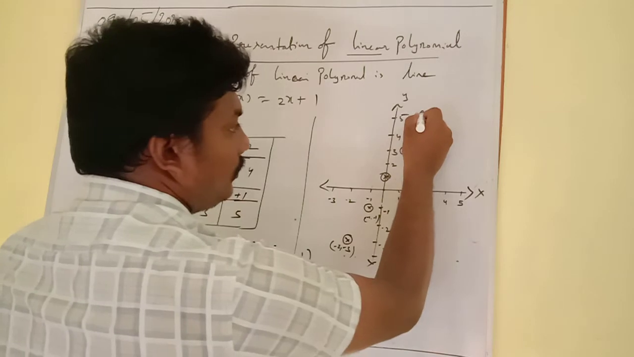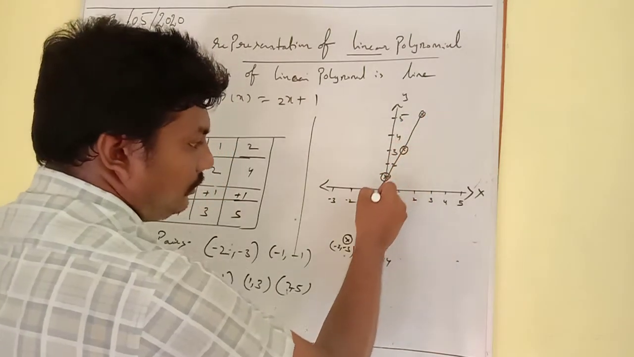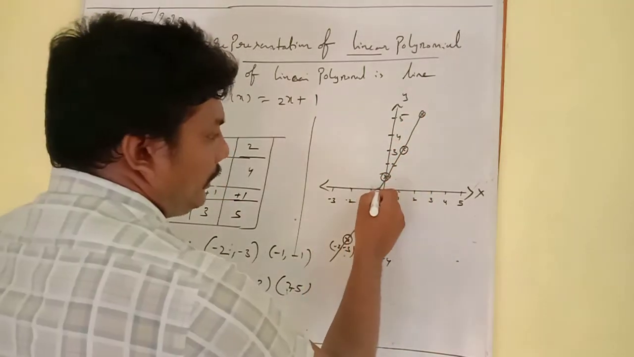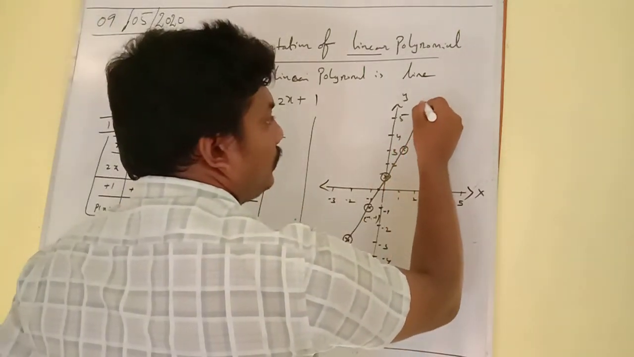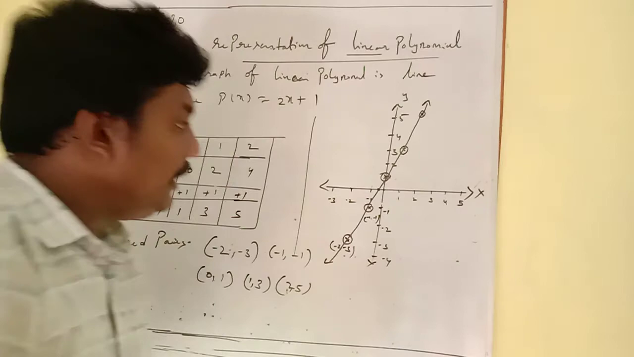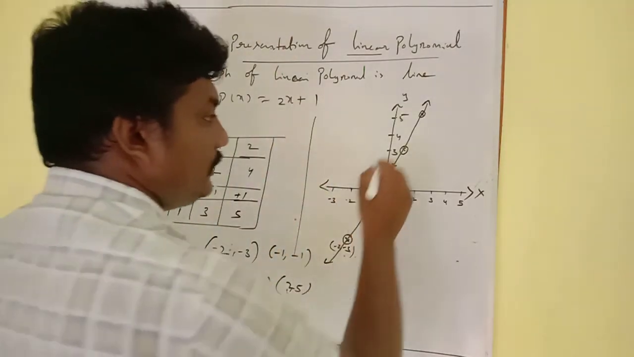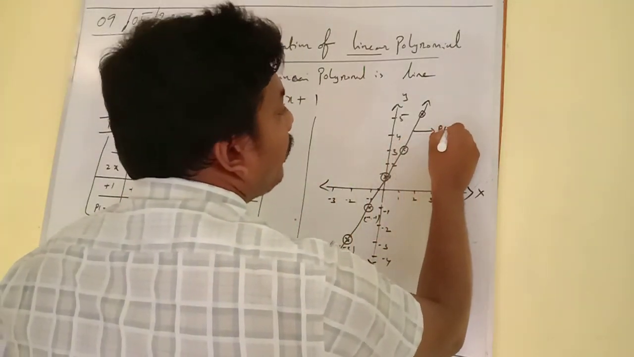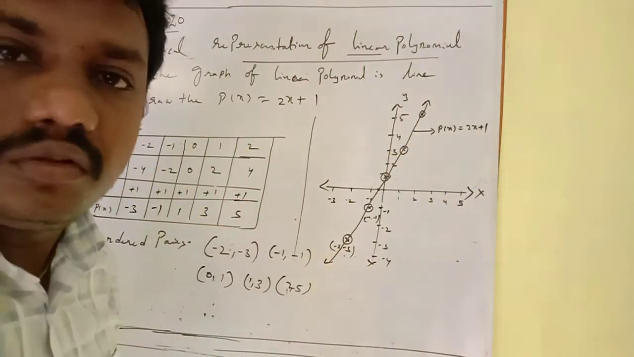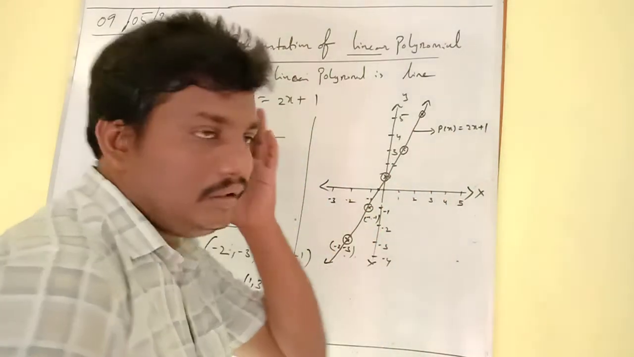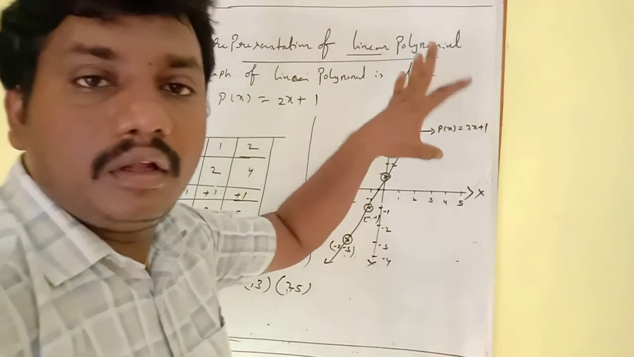Now if we join these points, it becomes a line. This is the graph of a linear polynomial. This graph is the graph of p of x is equal to 2x plus 1. This is a linear polynomial. This is how to draw the graph of a linear polynomial.